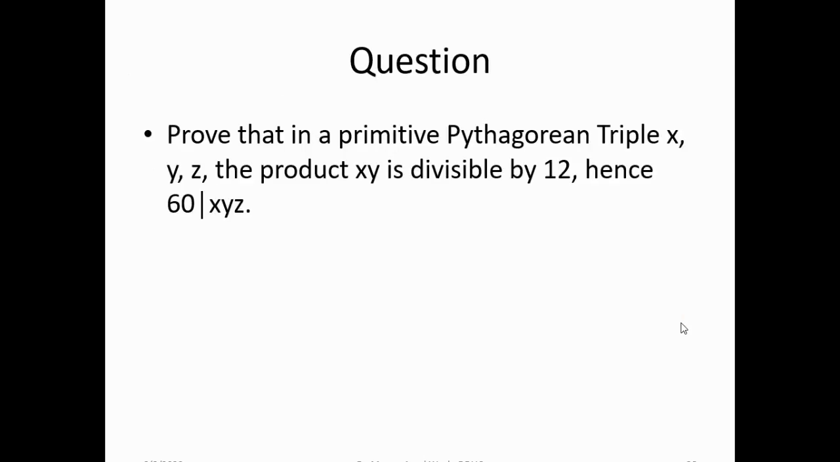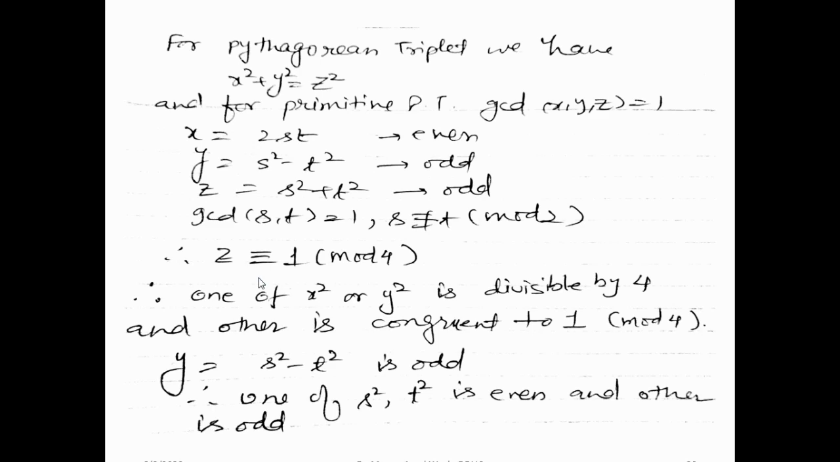Let's see another question. Here we have to prove that in a primitive Pythagorean triple x, y, z, the product xy is divisible by 12 and hence 60 divides xyz. So let's see the solution. For a Pythagorean triple, we have x² + y² = z². And for a primitive Pythagorean triple, GCD of x, y, z should be 1.